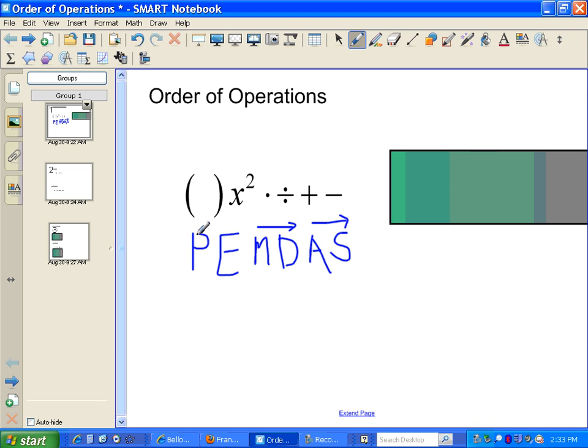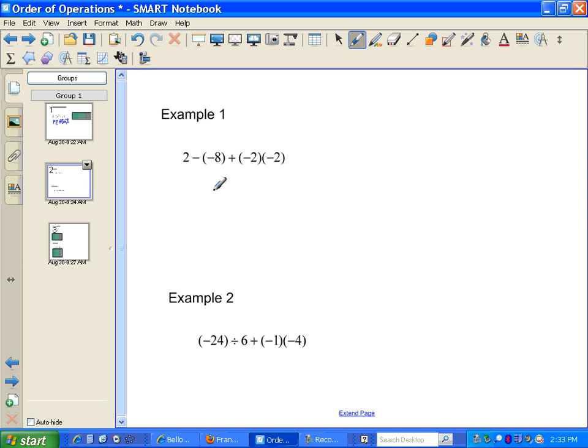Most of us are familiar with the PEMDAS abbreviation, and it's a nice reminder about how to use the order of operations. Let's look at a few examples together. In example 1, it looks like we have 2 subtract -8. The parentheses is around this -8 because we're not allowed to have 2 operations right next to each other. So this just separates that negative away. Plus -2 multiplied by -2.